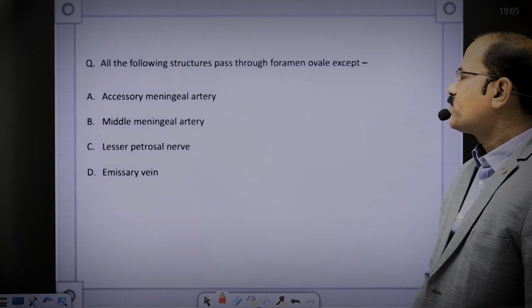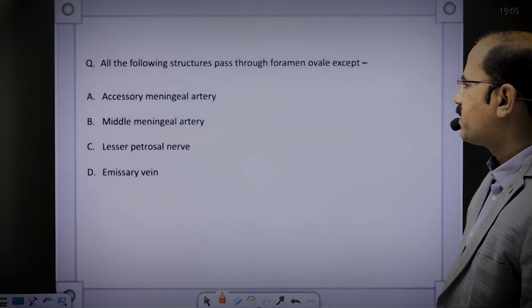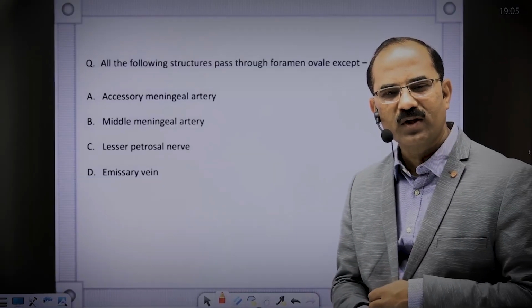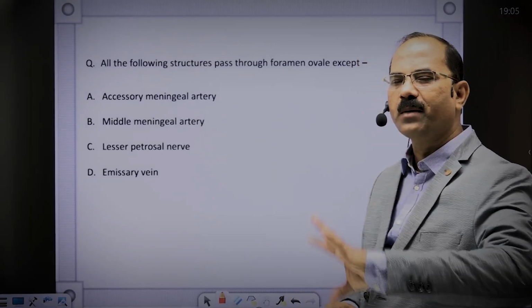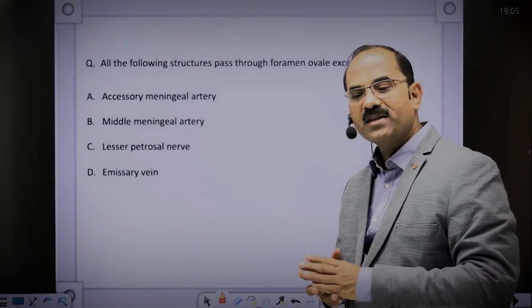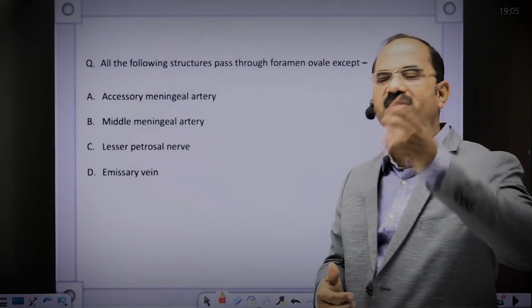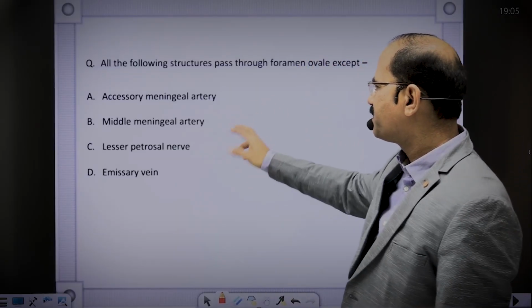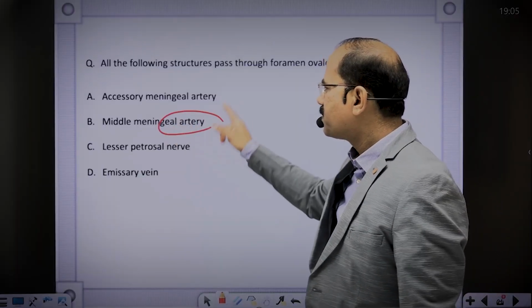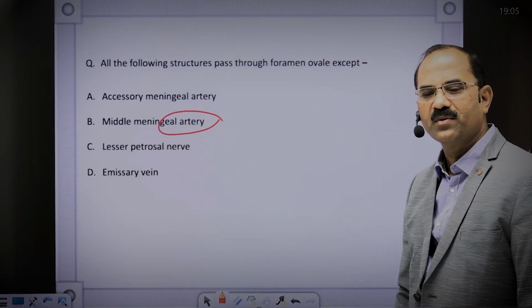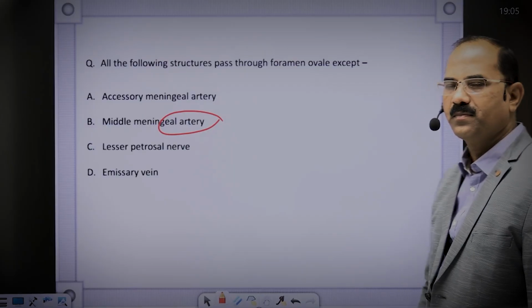All the following pass through the foramen ovale except, just remember the mnemonic M-A-L-E: mandibular nerve, accessory meningeal artery, lesser petrosal nerve, and E is emissary vein. What are emissary veins? The veins which connect the veins outside the skull with the veins inside the skull. They are known as emissary veins. So the answer for this is middle meningeal artery. It passes through foramen spinosum. Perfect.